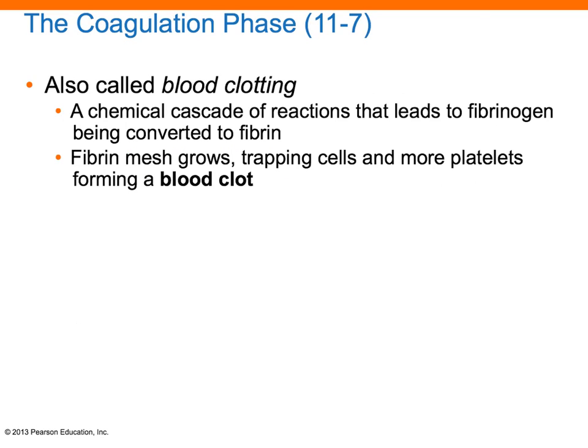The third phase is the coagulation phase, and this is what we refer to as blood clotting. The first two phases begin almost immediately. The coagulation phase does not begin until about 30 seconds into the event. Blood clotting results from a series of events leading from the conversion of fibrinogen to fibrin, and the fibrin is an insoluble protein. The blood clot effectively seals off the damaged portion of the blood vessel.